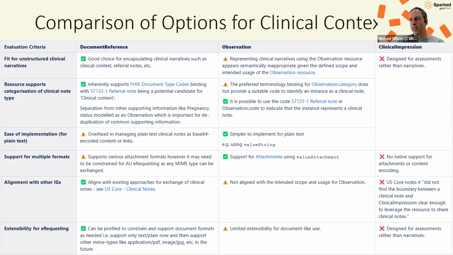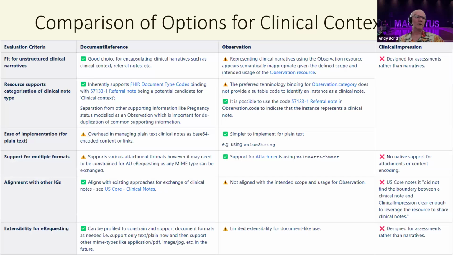Yeah. But that's where, similar to AU Core, you then constrain it for your specific use case, right? So I think those are the two main arguments. Our use case at the moment is plain text only. That's our use case, but it is a clinical note. And whether we go to the side that's simpler to implement, our plain text, or go with a more standardized approach to clinical notes, which is much more complex.